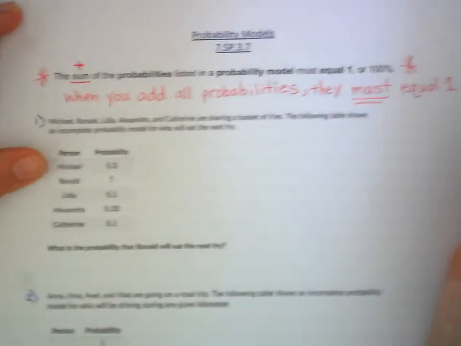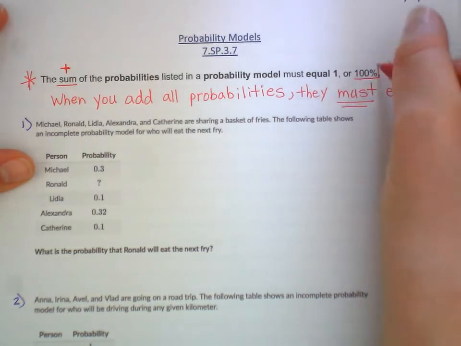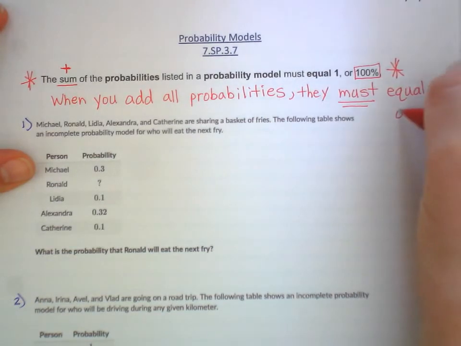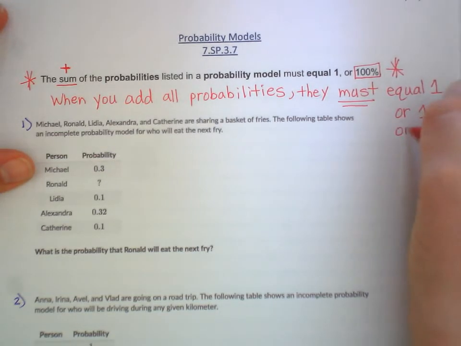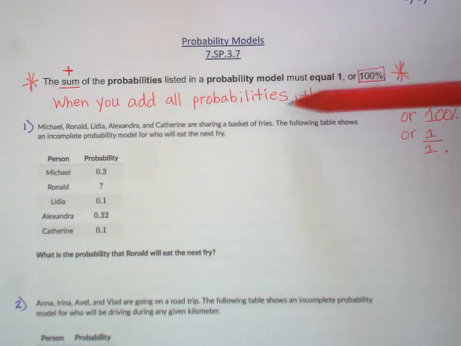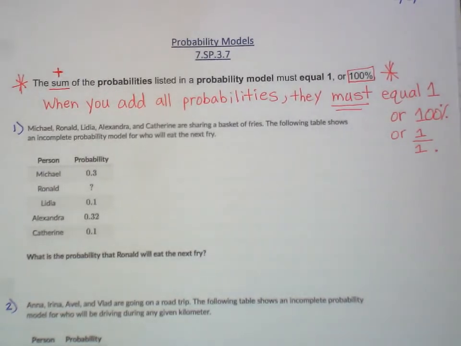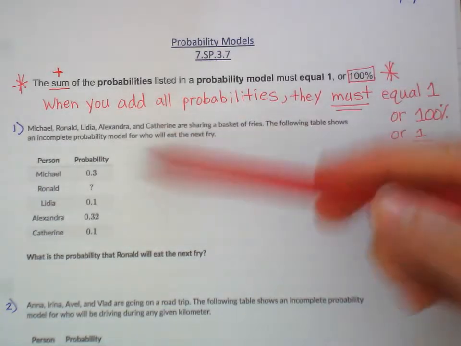We know 1 as a percent is 100%. So 1 or 100%. Or if it's a fraction, it needs to be like 1 out of 1 or 2 out of 2. So when you add up all probabilities, they have to equal 1. 1 is the same as 100%, which is the same as 1 out of 1. That is the fact you have to know, and from there on out, we can just practice them.